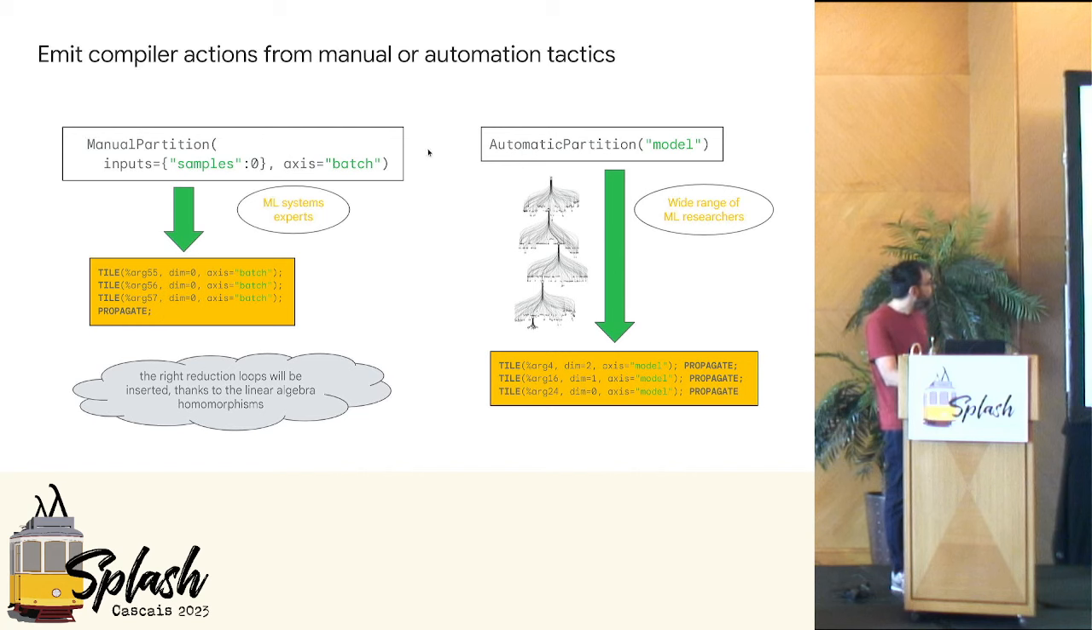And the agent could also be picking arbitrary things and say, oh, tile argument 4, or tile argument 16, or tile argument 24. So our agent was exploring a tree of actions, really. And the right loops will be inserted by propagation thanks to all of these linear algebra homomorphisms.